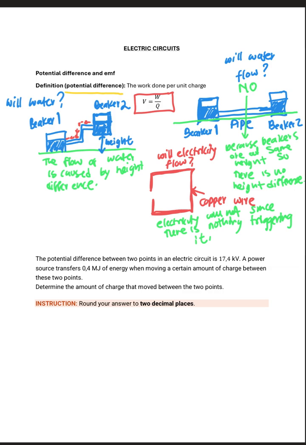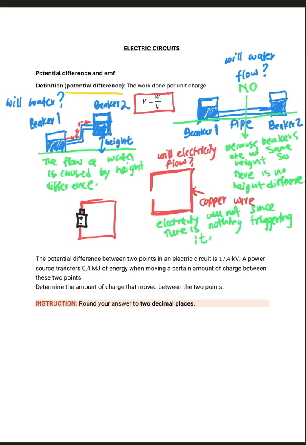But then what happens when I bring a battery? When I bring a battery, I have the same wire, but now I bring a battery. Look what happens. Now I bring my battery. This is my battery right here, and then we have positive and negative.